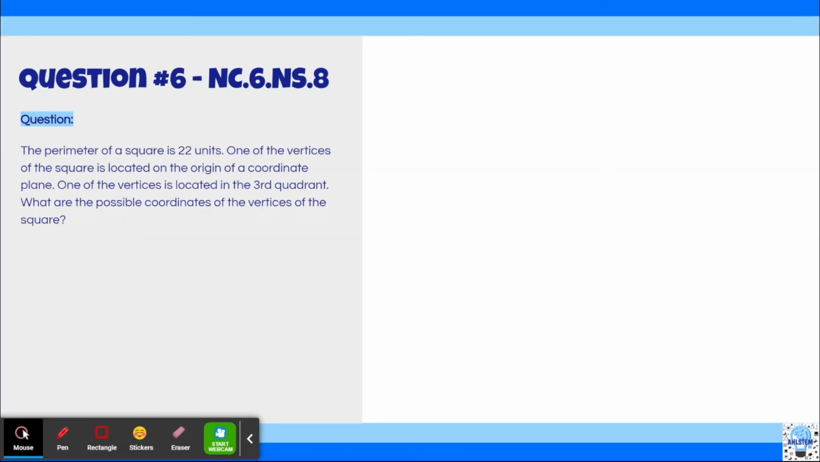Okay, let's do problem number 6. So the perimeter of a square is 22 units. One of the vertices of the square is located on the origin of the coordinate plane, and another one of the vertices is located in the third quadrant. What are the possible coordinates of the vertices of the square? So pause now and solve, and in a few seconds we can check our answer.